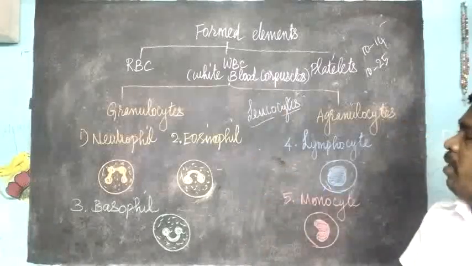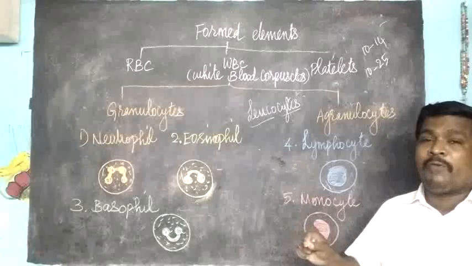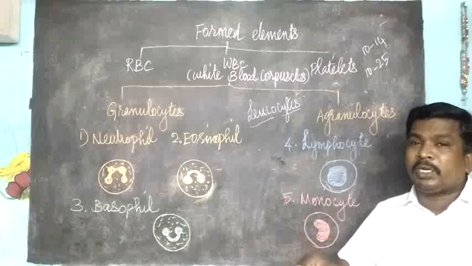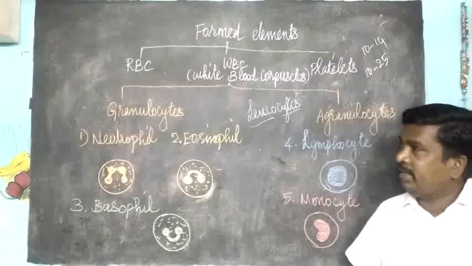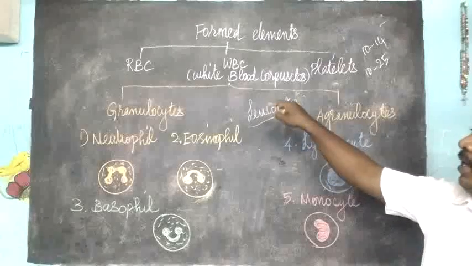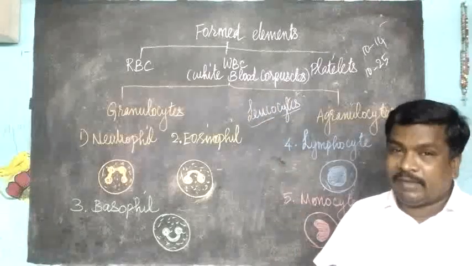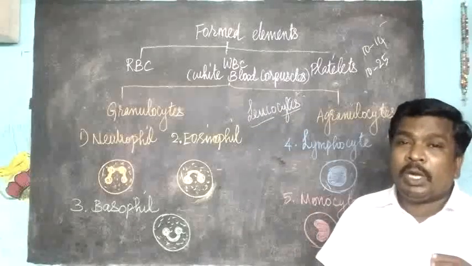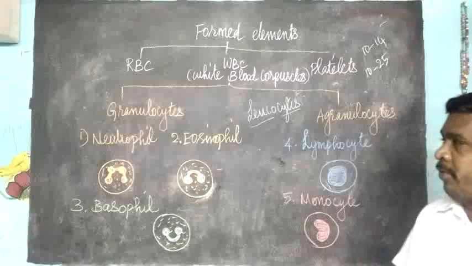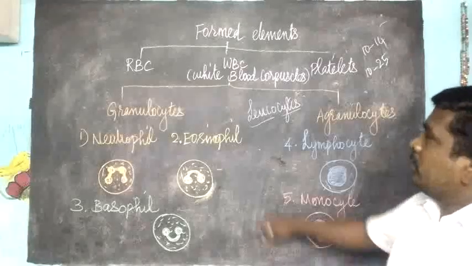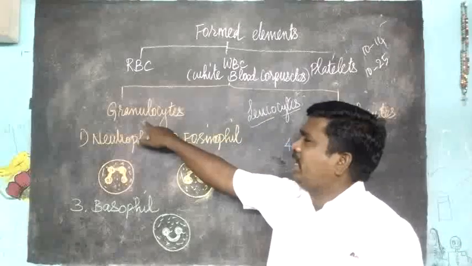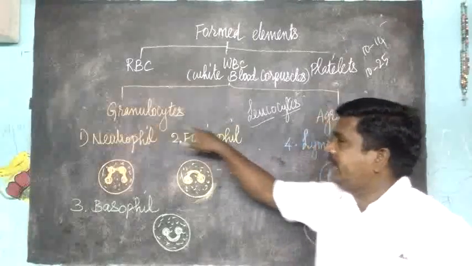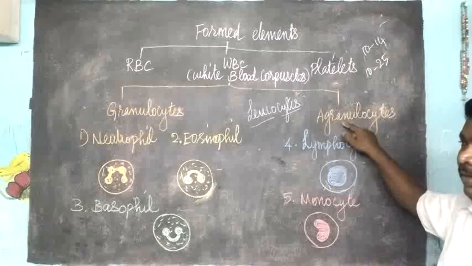The main function of WBC is the production of antibodies. The antibodies are involved in protection from infectious agents. Since WBC protect us from disease-causing agents, these cells are called the soldiers of our body or the police force of our body. Then these WBC cells are again divided into 2 types: granulocytes and agranulocytes.